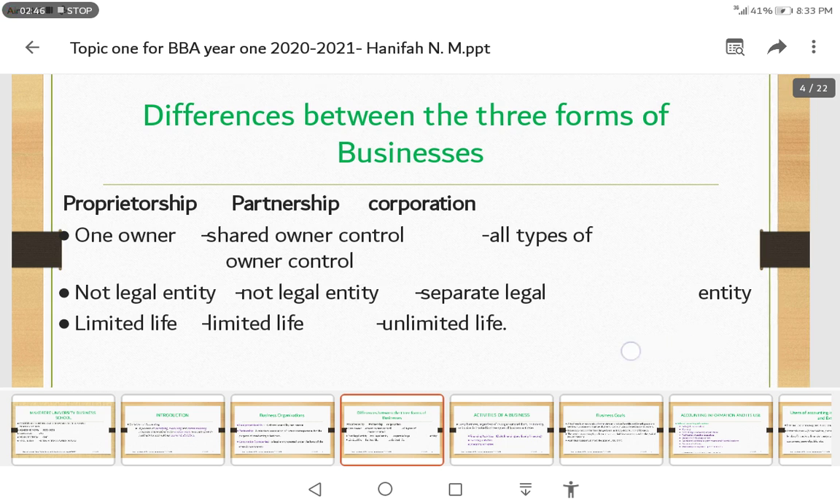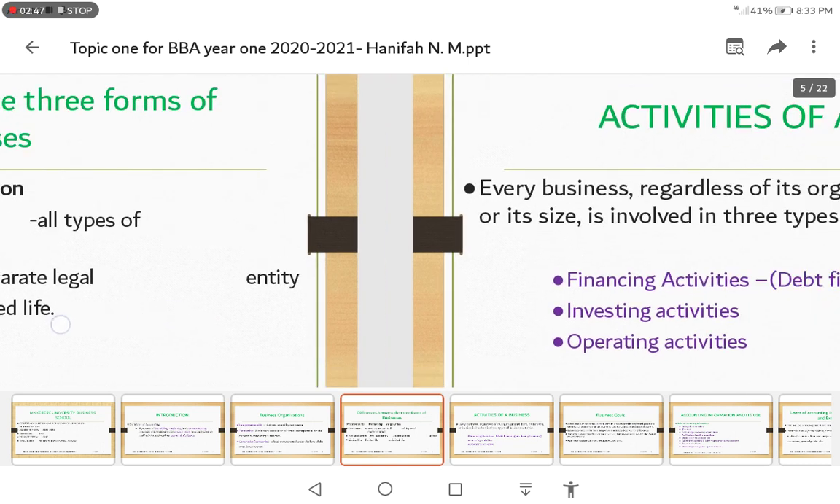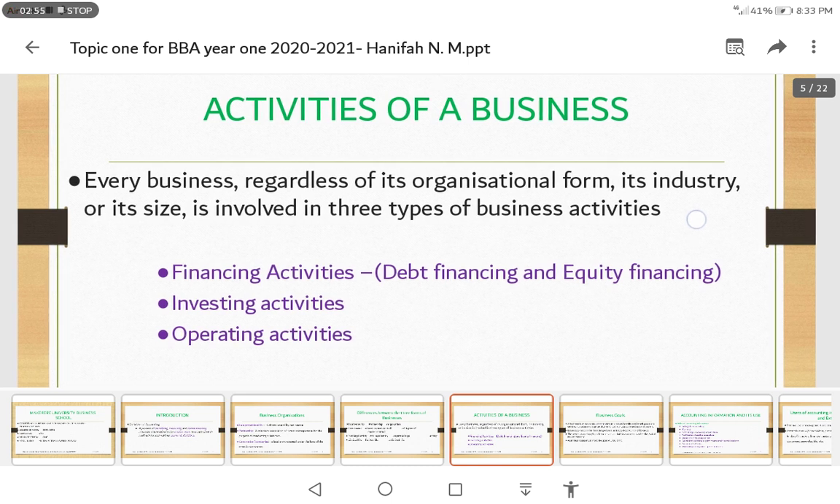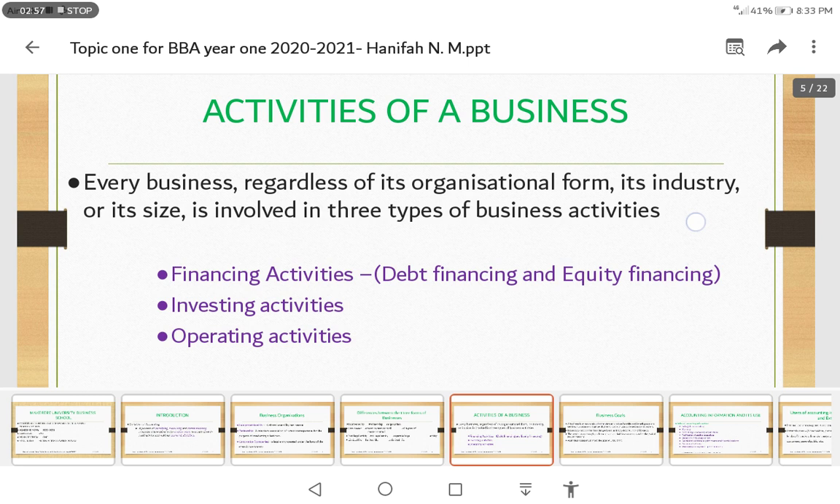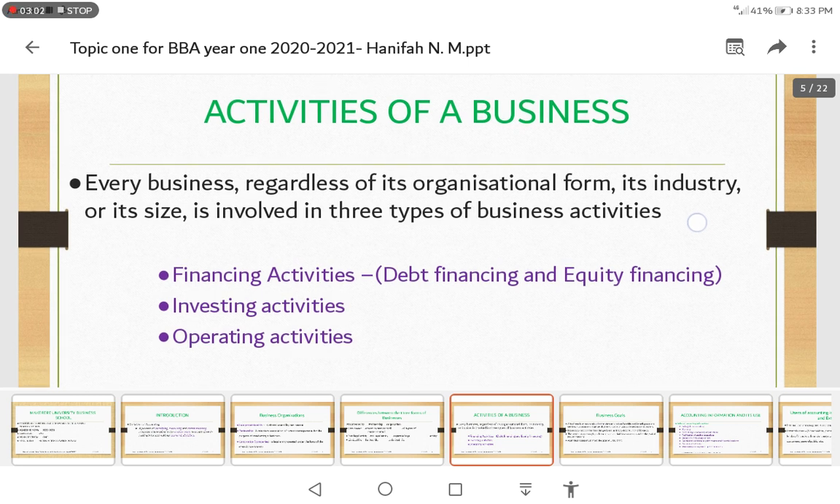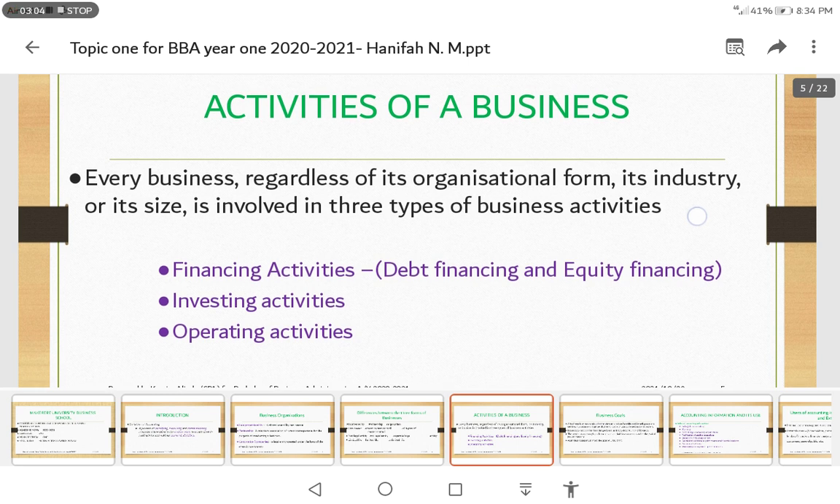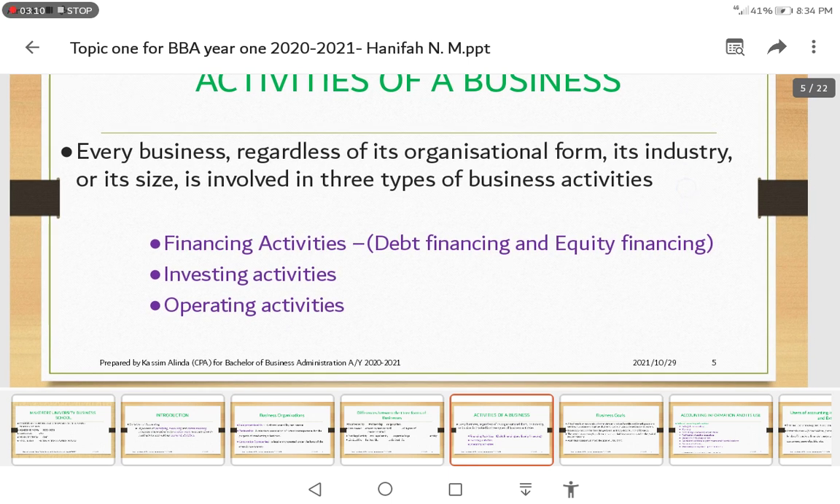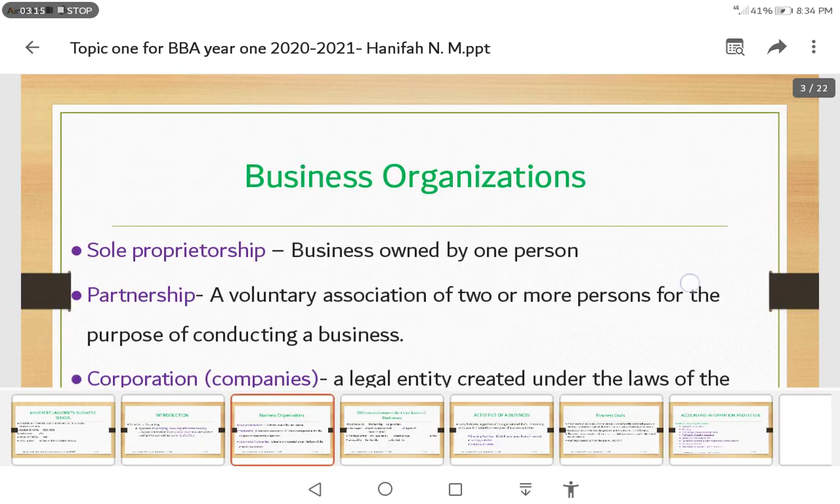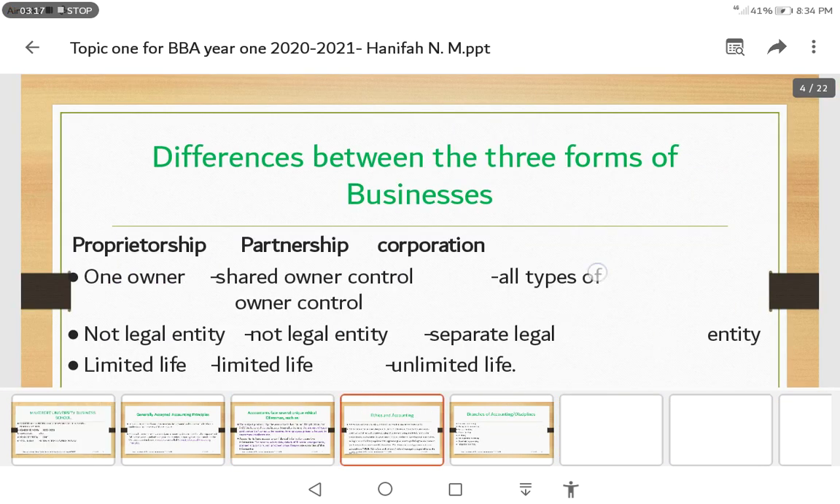Then moving on to the activities of a business. Every business, regardless of its organizational form, its industry or its size, is involved in three types of business activities, which are financing activities, investing activities, and operating activities. So moving to the next slide.